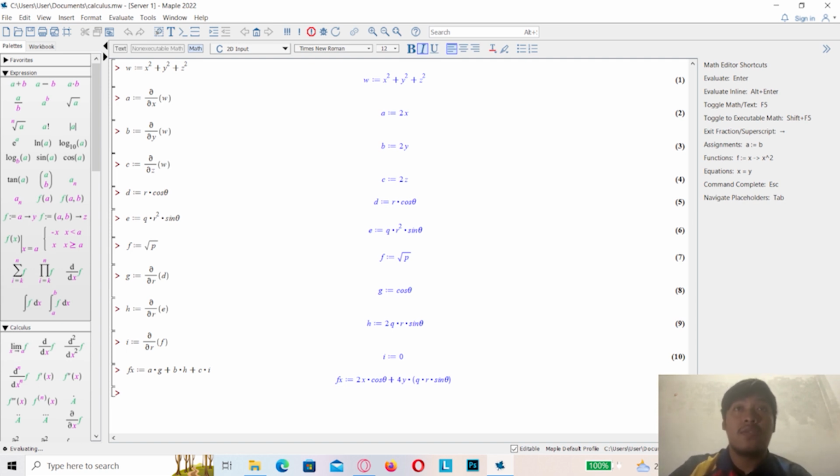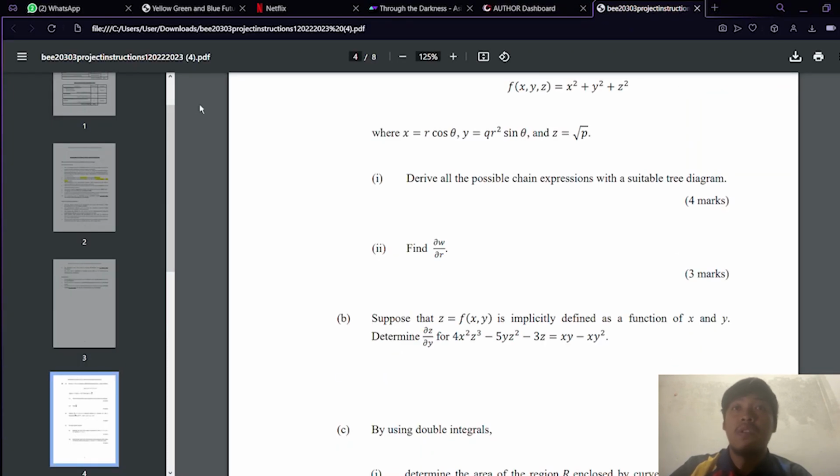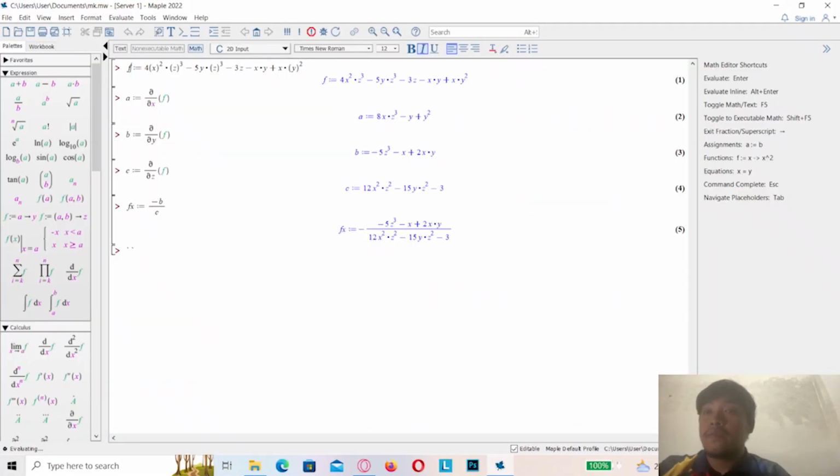So for the next question, suppose that z equal to f of x y is implicitly defined as a function of x and y. Determine the del z per del y for 4x square z3 minus 5y z square minus 3z equal to xy minus xy square. So after we put it in our mapper, we got it like this. So we must continue. A equal to del per del x, B equal to del per del y, and C equal to del per del z.